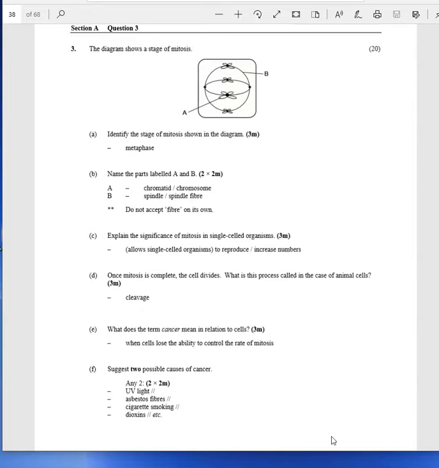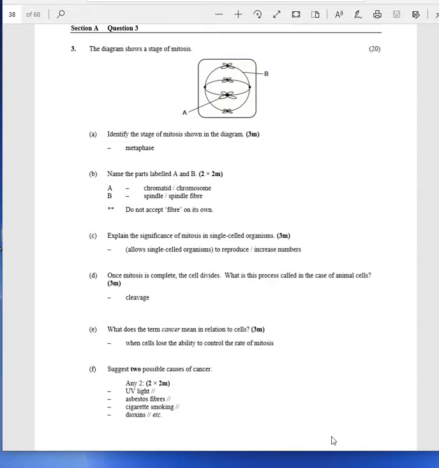All right, question 3 was to do with cell division. So it gave you a diagram which shows you a stage of mitosis. It asks you to identify that stage. So in terms of your mitosis, your stages, you should remember them by the party, Monday and Tuesday. So you have prophase, metaphase, anaphase, and telophase. So look at the picture and see where you think it falls into the cycle.